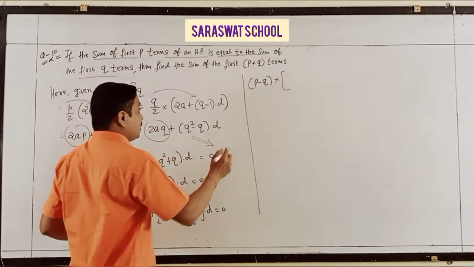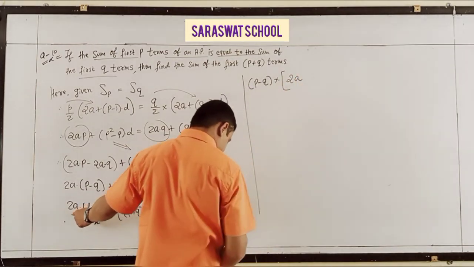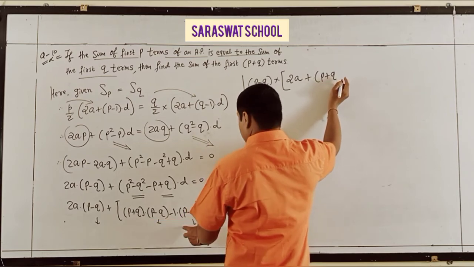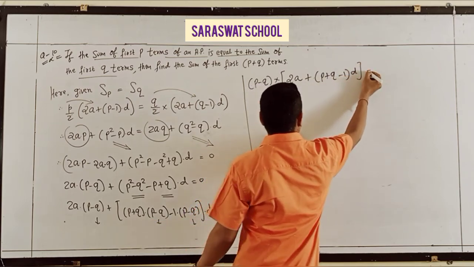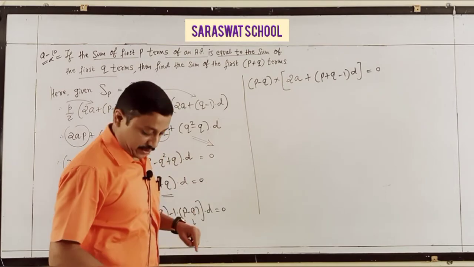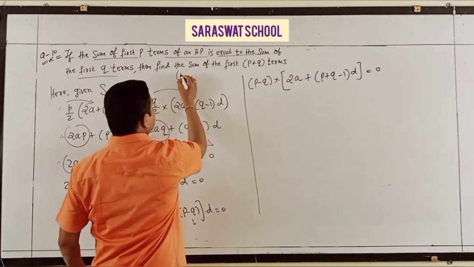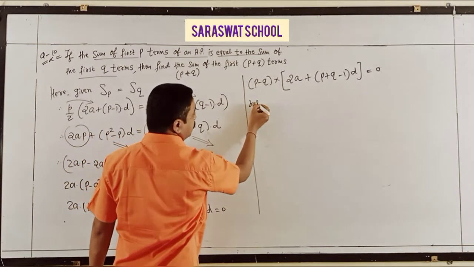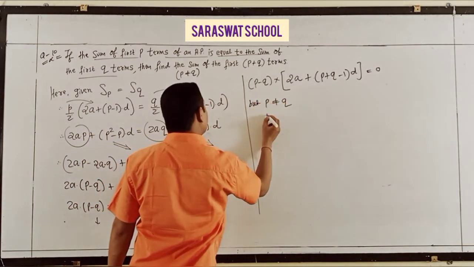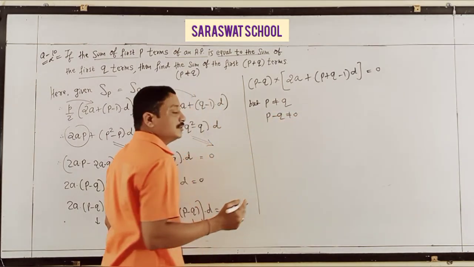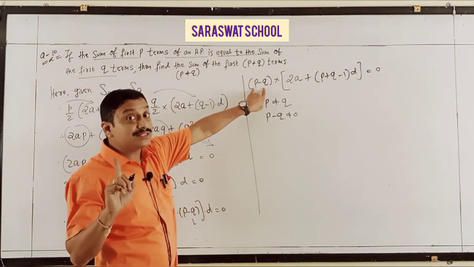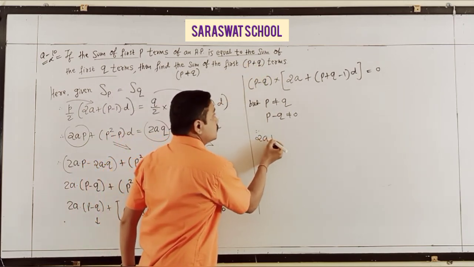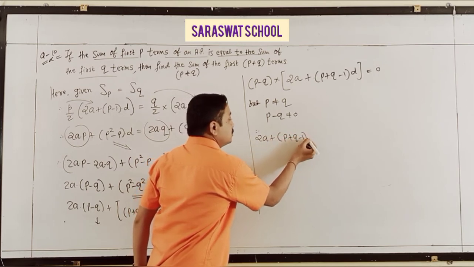Which others? Here twice a, next plus p plus q, here minus 1, d is equal to 0. Actually in this question it is not printed, but you can write down the condition p not equal to q. Okay, then it is true. You can show p not equal to q, so p minus q is never 0. It means this case is never 0, so the other case is 0: (2a plus (p plus q minus 1) d) is 0.